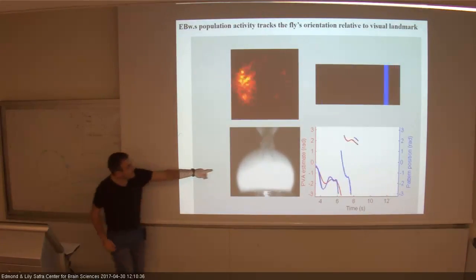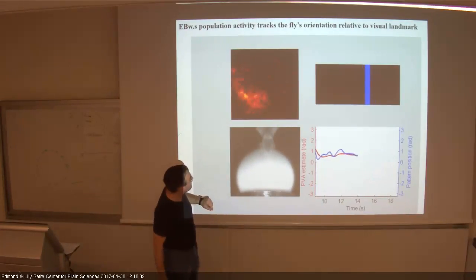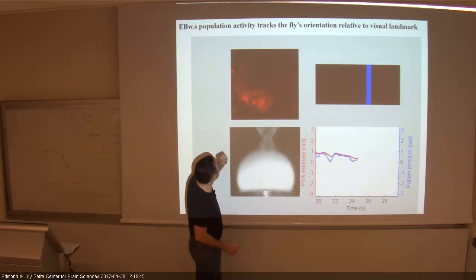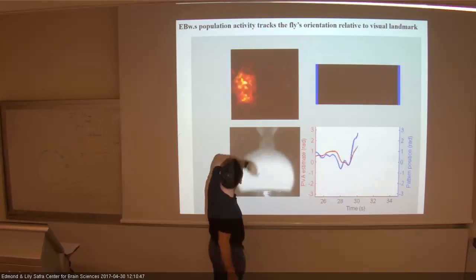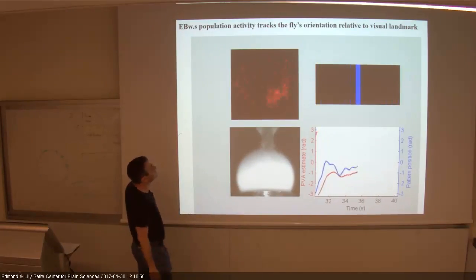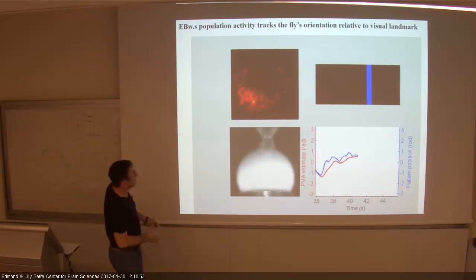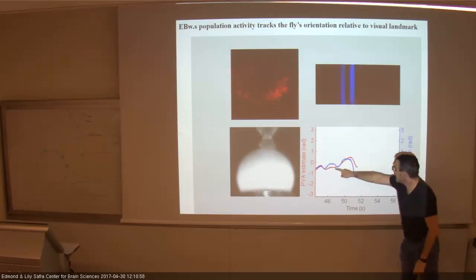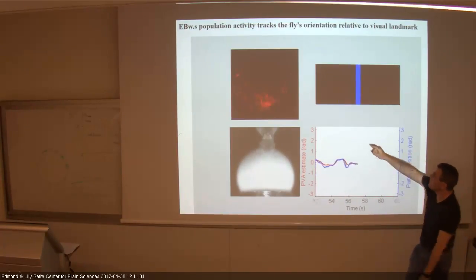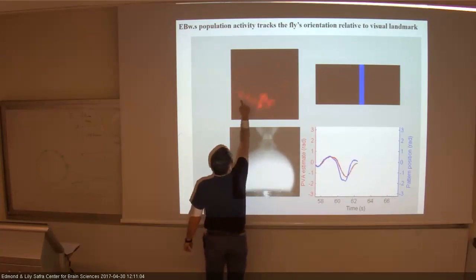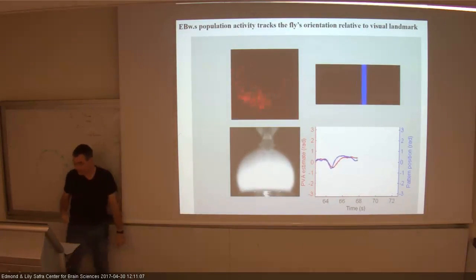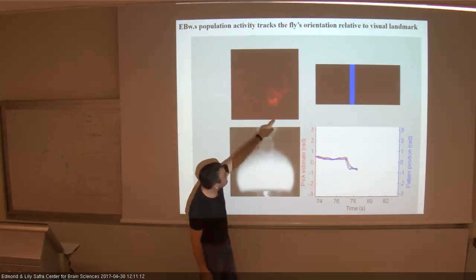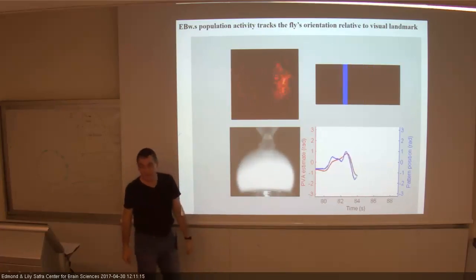So this is the fly on the ball. It's moving around. This is a stimulus presented to the fly, moving around. And this is the pattern of activity in the ellipsoid body. And this is analysis: one of these is the location of the stimulus, and the other is the location as extracted from the population activity in the ellipsoid body. And you see that there is a bump of activity that seems to follow the external stimulus.